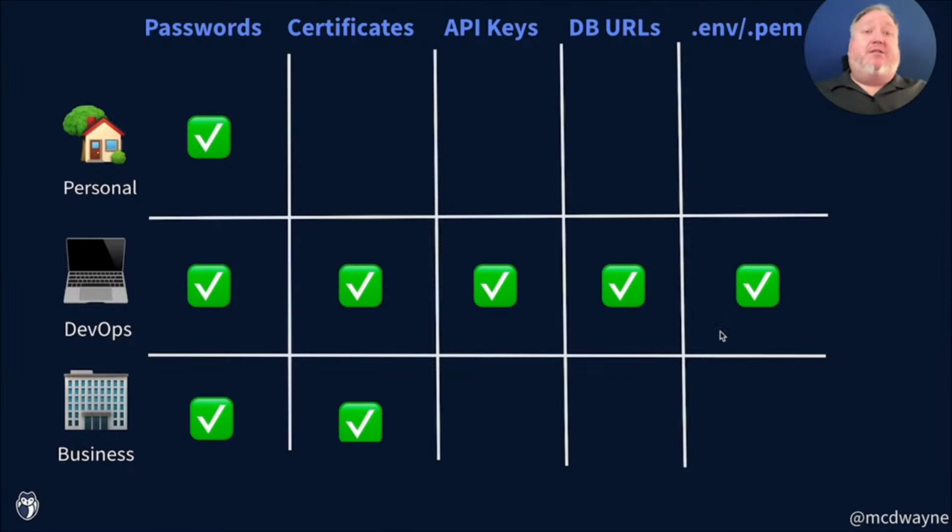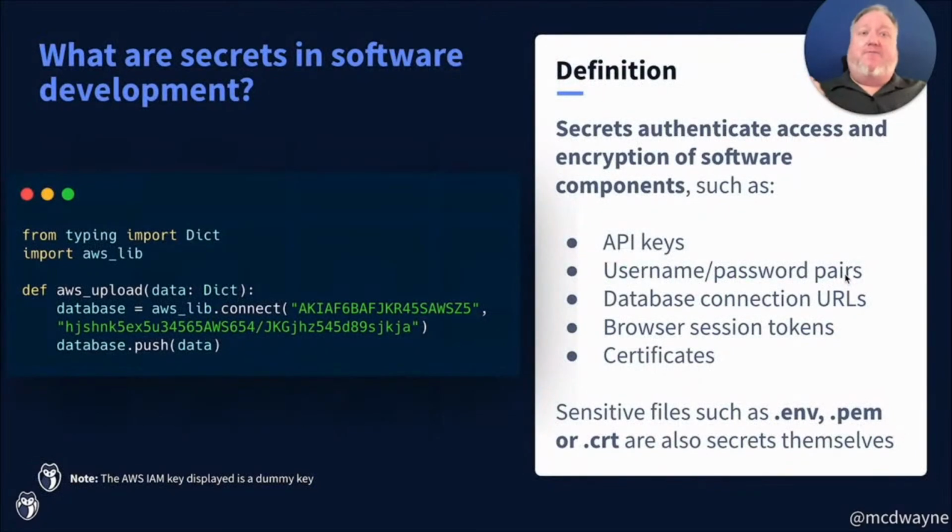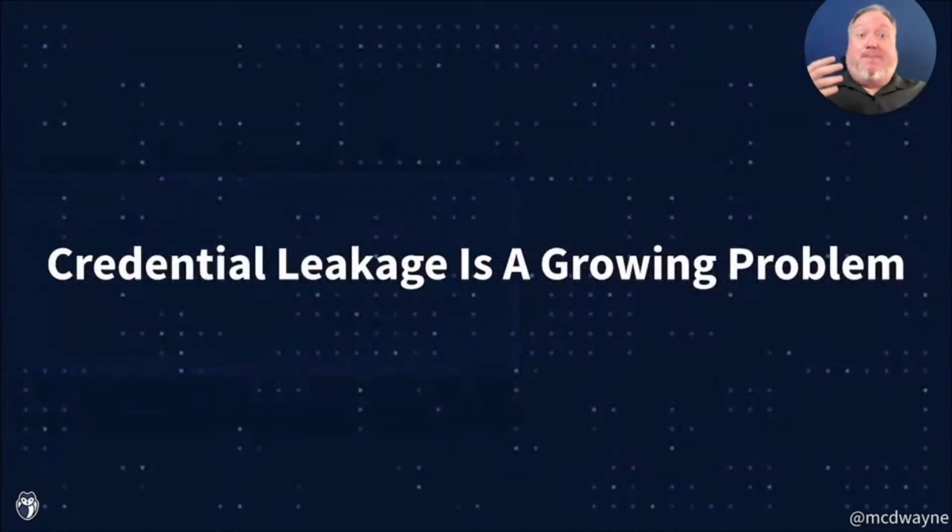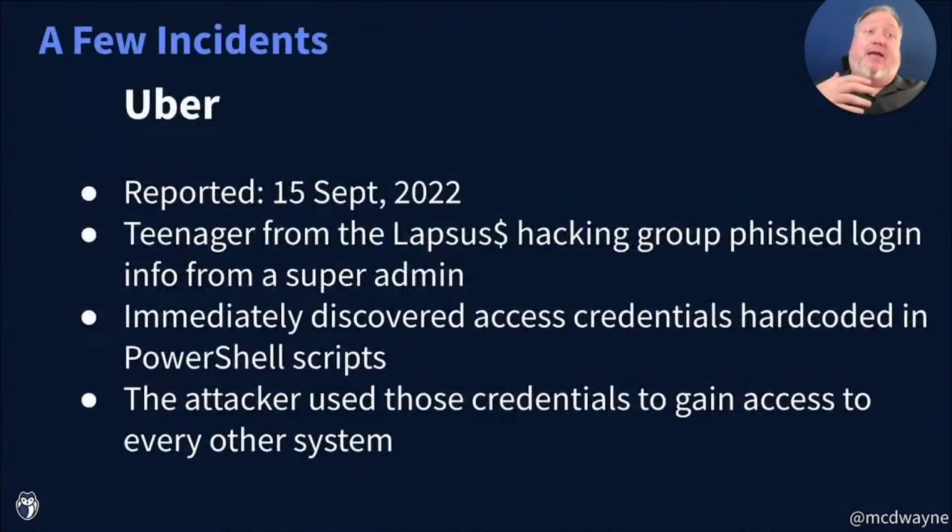For everybody else, or for the DevOps organization, we need to worry about a lot of things. The API keys, our username password pairs for system logins, browser certificate tokens, certificates. There are so many things we need to take care of. ENV and PEM files. It's a growing problem. We wish it wasn't, but here's just a few examples from 2022 and just the last few months.